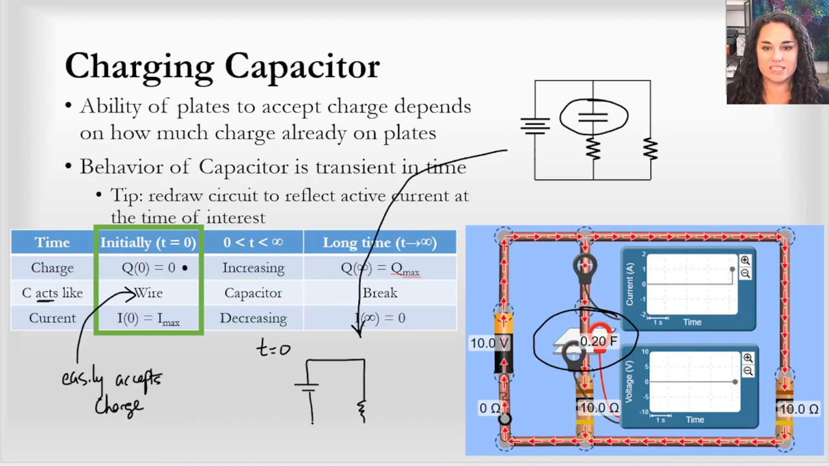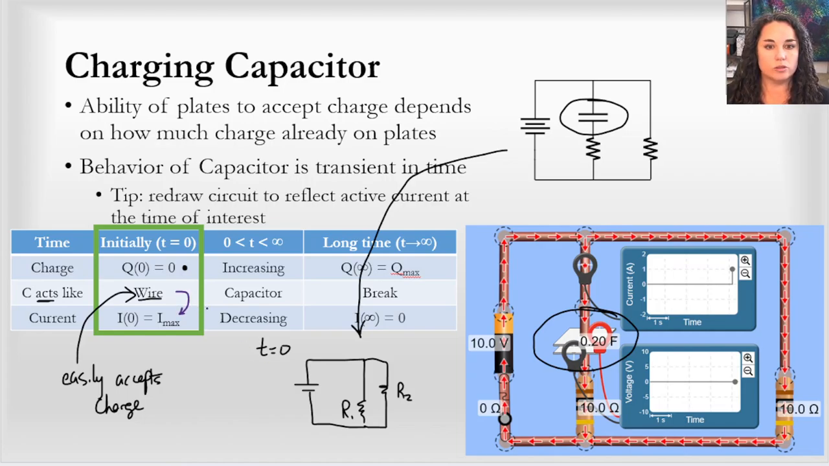The resistor is still in that branch, and then the resistor is in the other branch. That capacitor is acting like a wire in there. If I were to find the current, for example, for this situation, I would do those two resistors in parallel with one another. It's as if that capacitor wasn't even there, because it's easily accepting charge and is acting like a wire.